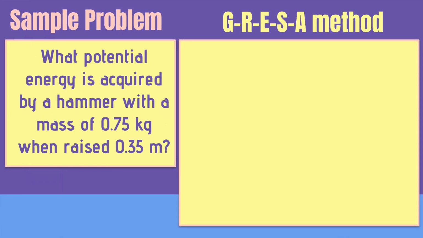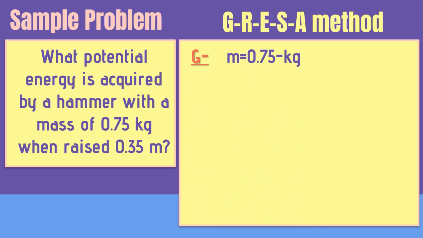Sample problem states: what potential energy is acquired by a hammer with a mass of 0.75 kilograms when raised to 0.35 meters? In order for us to solve the problem, we are going to use the GRESA method. Let us first start with letter G, that stands for given. Let us find out all the given values or data in the problem.